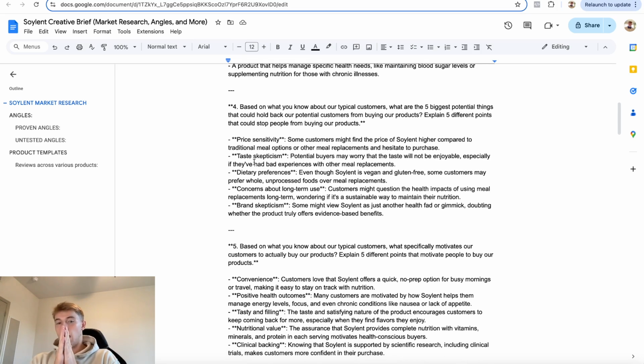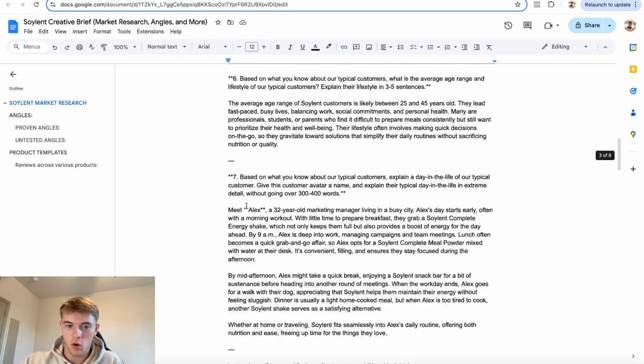Now, I'm going to continue on to the angle creation part of this because that's the whole point of doing this. But for any copywriters out there, do this and then genuinely read through all of the responses that we just got and consider that while you're writing your copy. Market research is the biggest piece of copywriting. So doing this and really understanding the customer that you're writing to is extremely important. You should genuinely read through all of this.